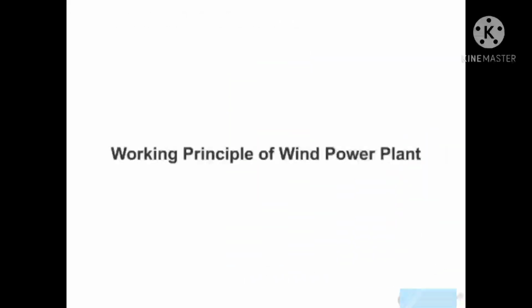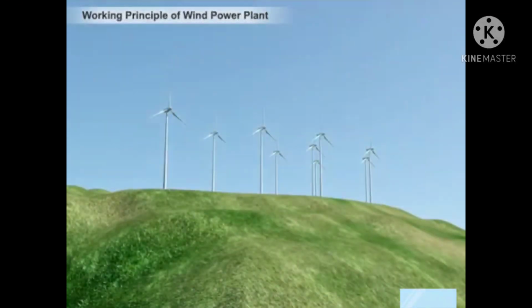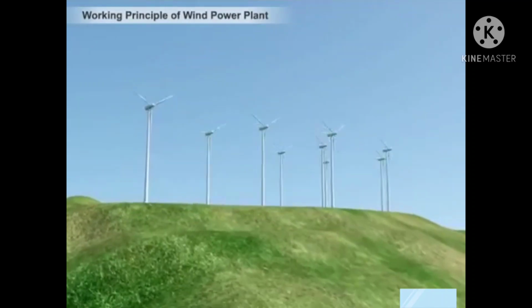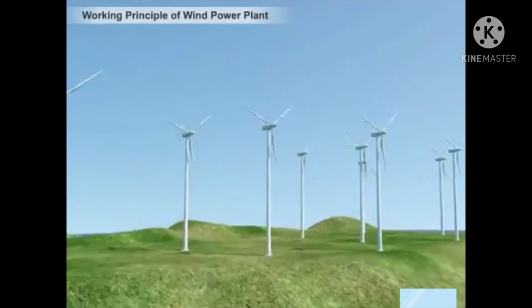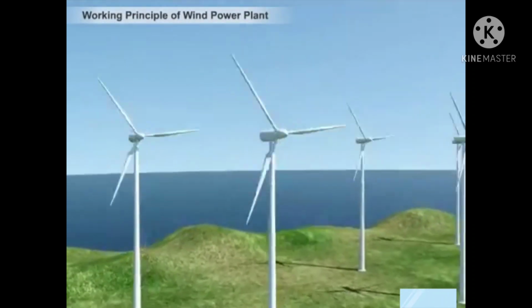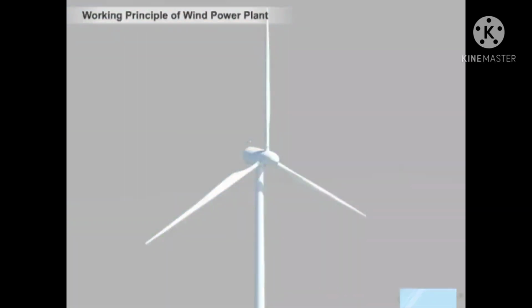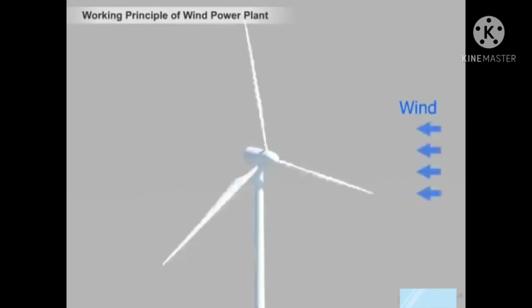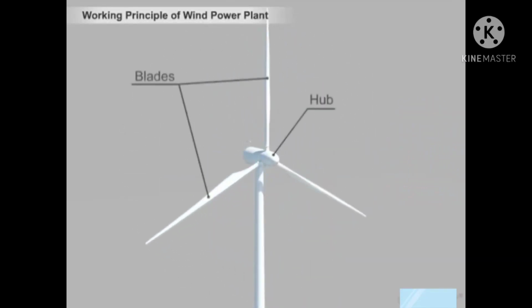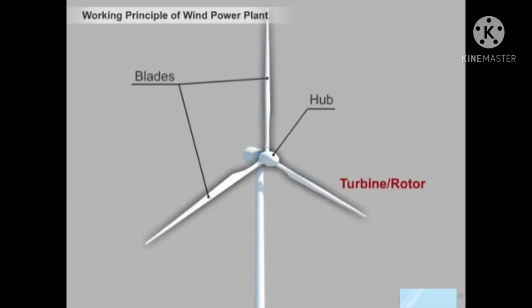Let us study the working principle of wind power plant. The important job of converting wind energy into electrical energy is done by the wind turbine of a wind power plant. Let's see how. Unlike the fans, turbines use the wind and generate electricity. The hub and blades are called turbine or rotor.